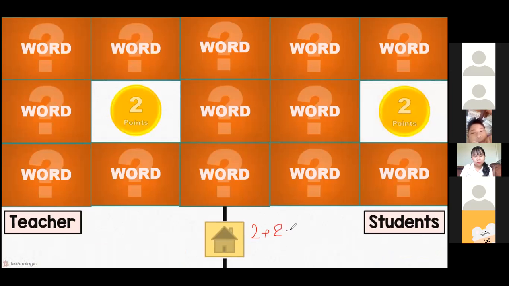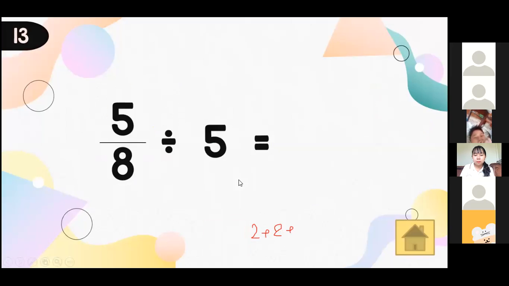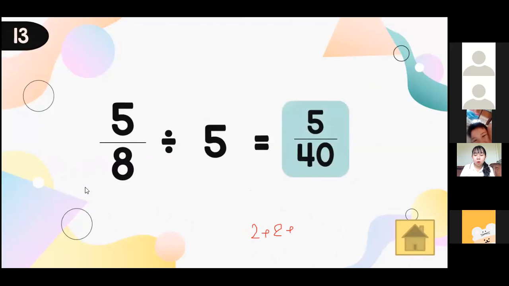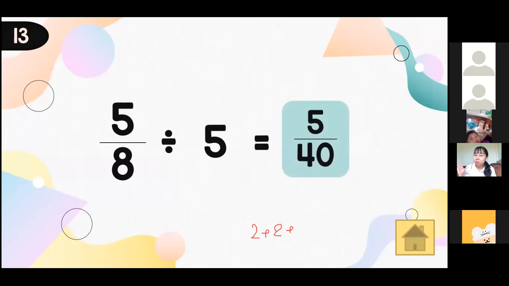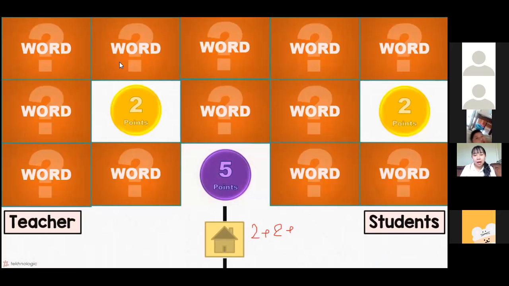Choose number 13. Oh, 13, unlucky. What is the result of this one? 5/40, or 1/8. Good job. So you get 5 points. You can give me the score too.